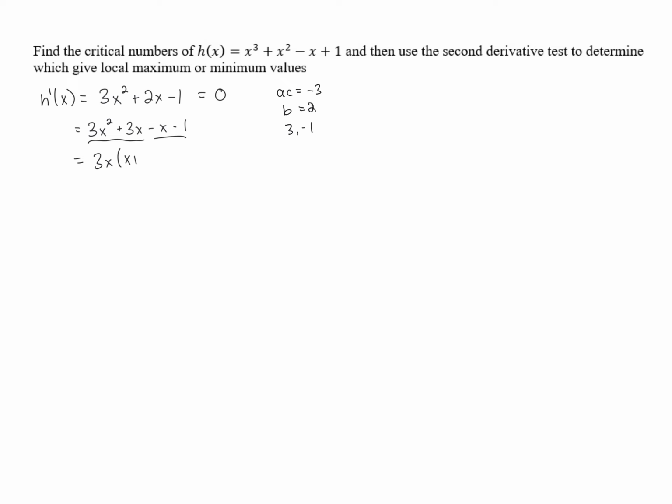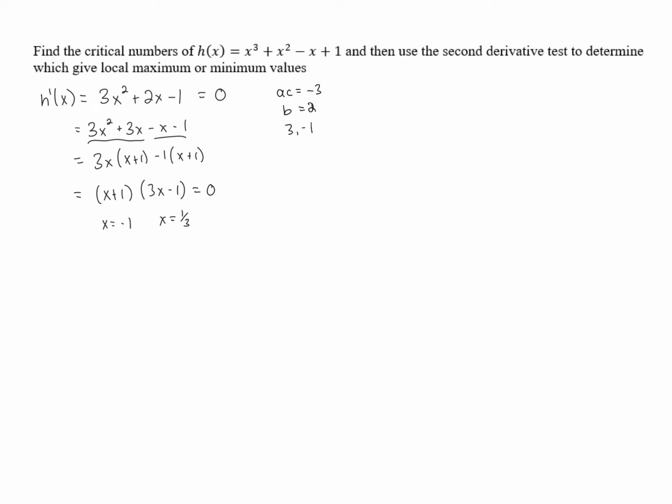3x times x plus 1 minus 1 times x plus 1. And that gives us x plus 1 times 3x minus 1. And this is equal to 0 when the factors equal 0. And those are going to give us our critical numbers, which are going to be -1 and 1/3.